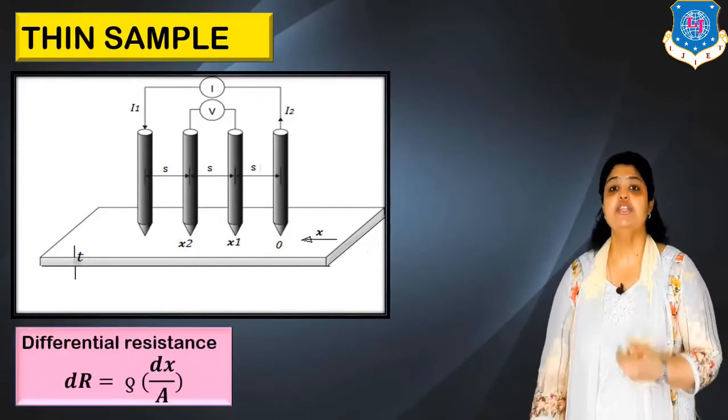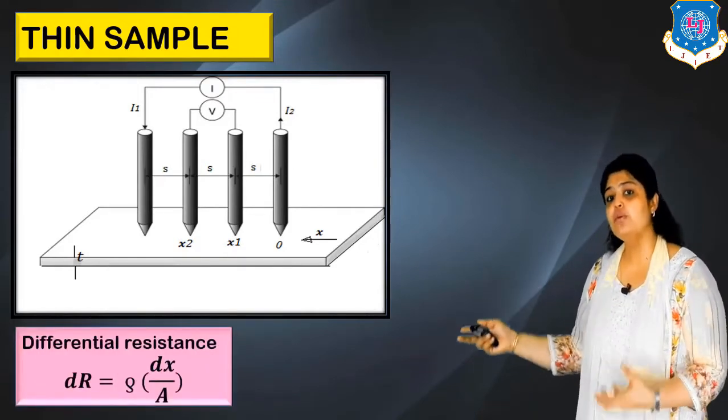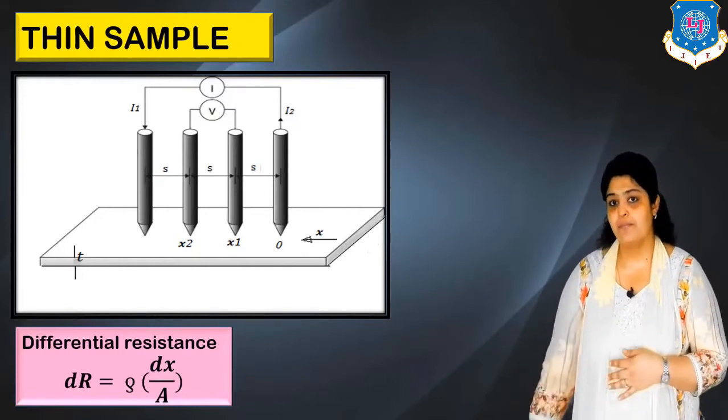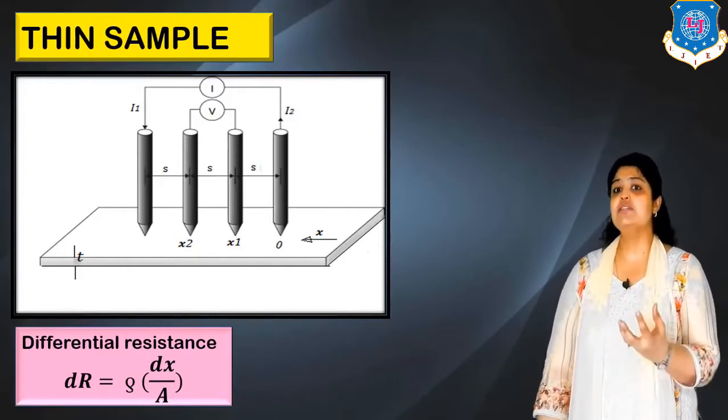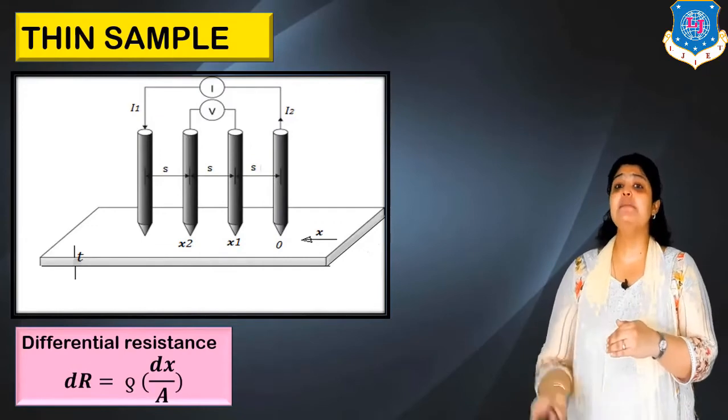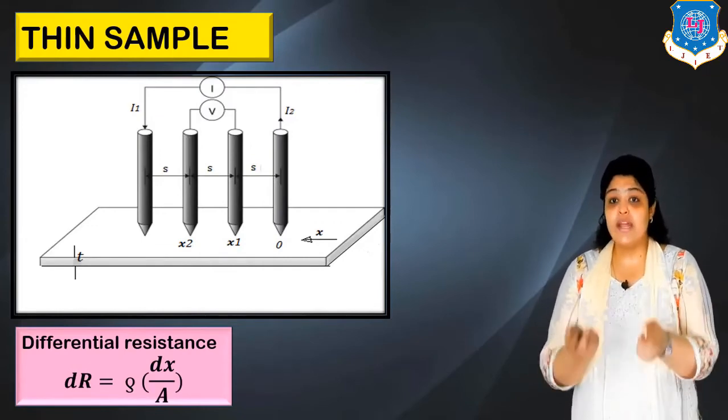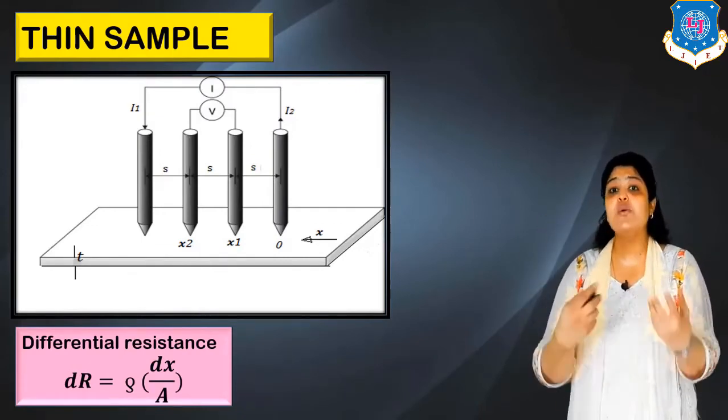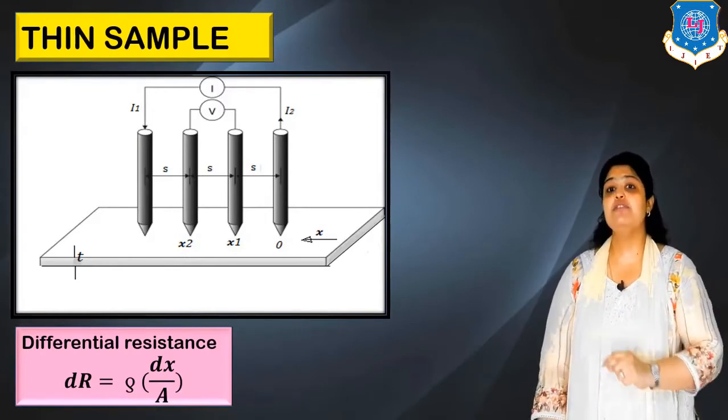Again, we are going to measure differential resistance between the two probes as rho dx by A. Now, in this case also, all the contacts are made on the surface. So when you pass current through it, current is going to spread but in a different manner.